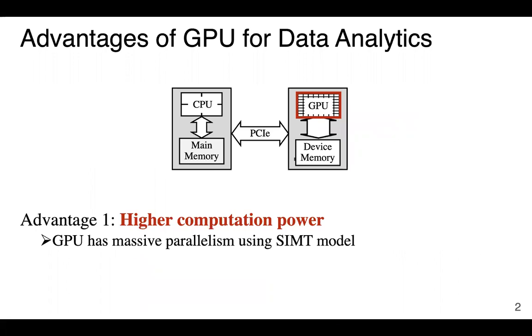Recently, GPU has been increasingly more popular for applications such as data analytics. This is because GPU has several advantages over CPU. The first advantage is that GPU has a much higher computation power since it has massively parallel cores. For applications that are easy to parallelize, such as data analytics, this can provide significant benefits.